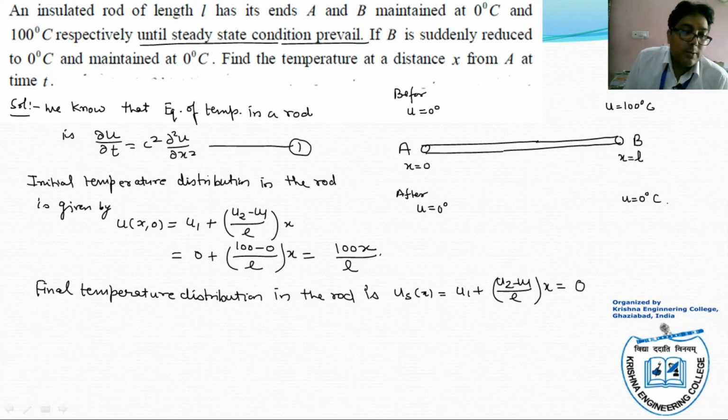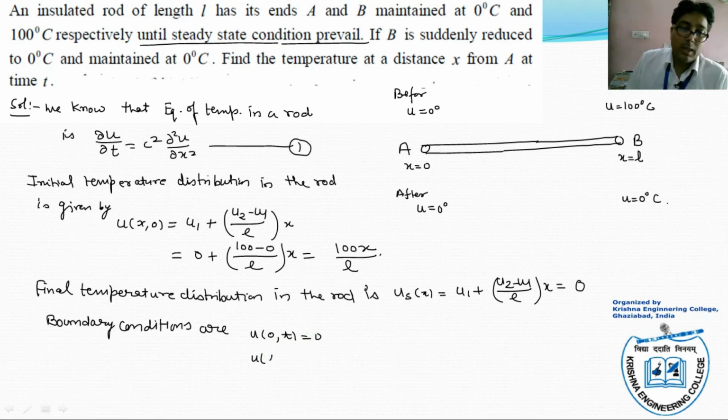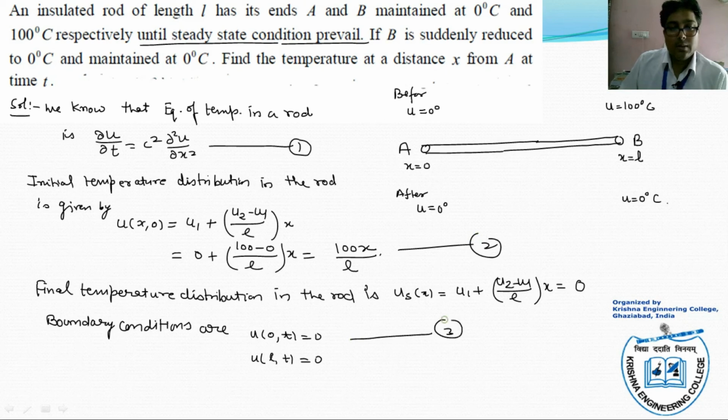Now the boundary conditions are u(0,t) = 0 and u(L,t) = 0. Clear? These are the boundary conditions. This is equation number second, this is equation number third, this is equation number 4. Clear? Now we move on to the second page.